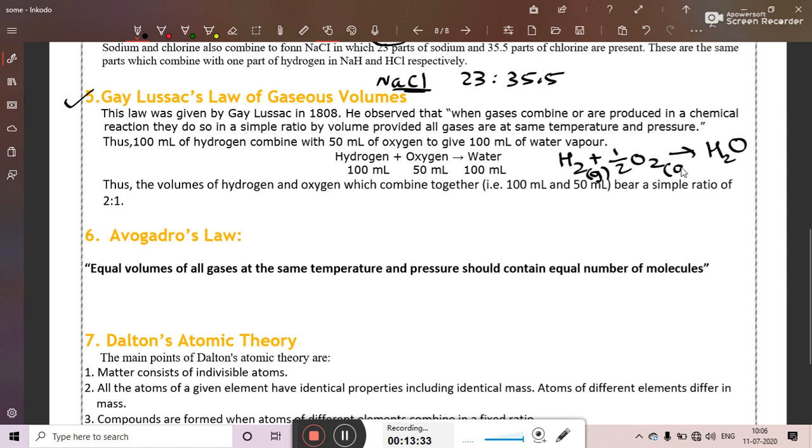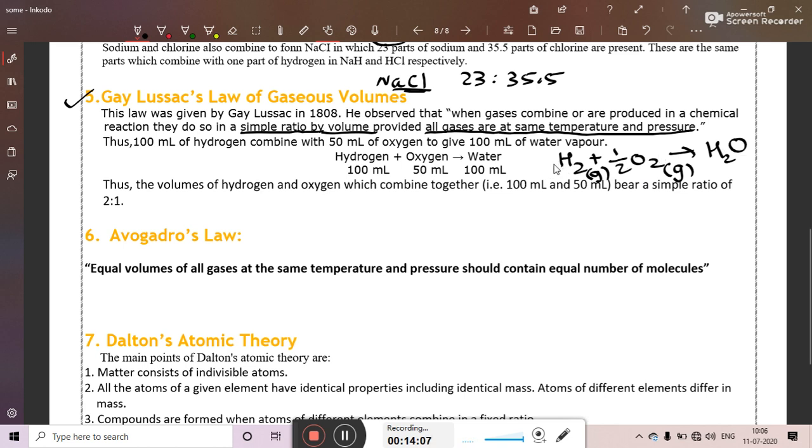So whenever reactants combine, they combine in the simple ratio of their volumes. But what is the necessary condition? That all gases should be at the same temperature and pressure. Okay? When hydrogen and oxygen are at the same temperature and pressure, then here you can see that one H2 reacts with half O2 to form one H2O on the basis of the balanced equation. So one H2 reacts with half O2.